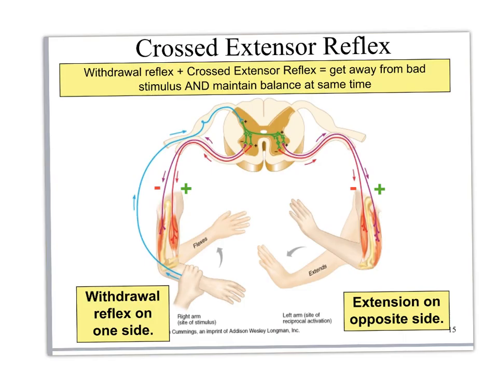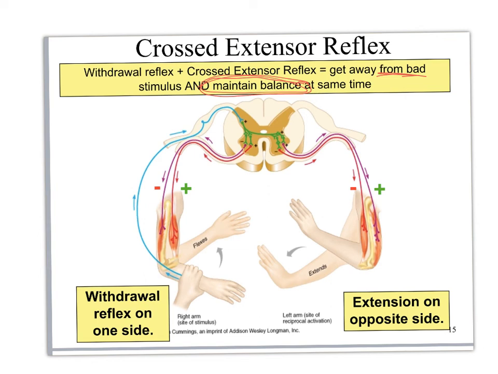So the cross extensor reflex is really about maintaining balance. And you can pair it with the withdrawal reflex to get away from a nasty stimulus and not fall over at the same time. So we'll use the cross extensor reflex when we're walking. When you walk, you notice that your arms swing back and forth, with extension on the opposite side. So in this particular example, they're showing another way that the cross extensor reflex works.